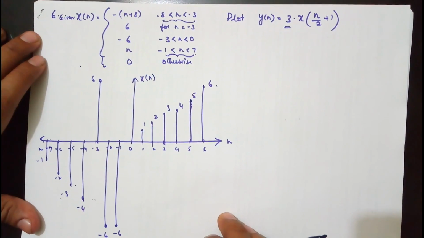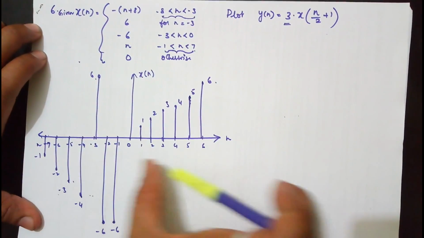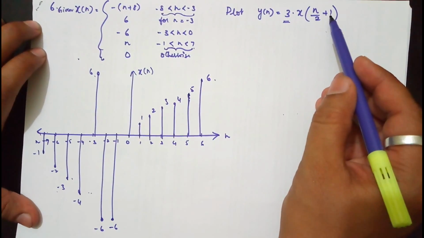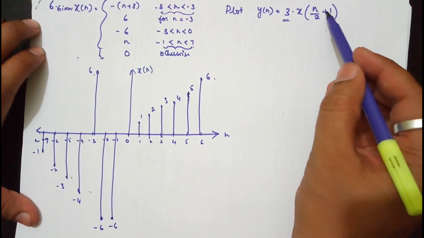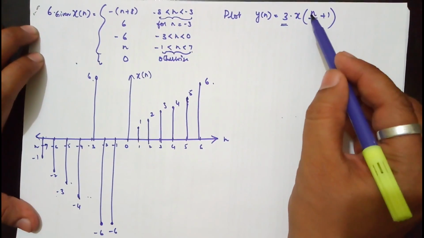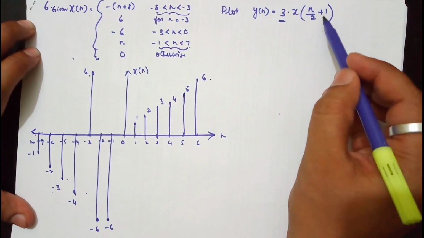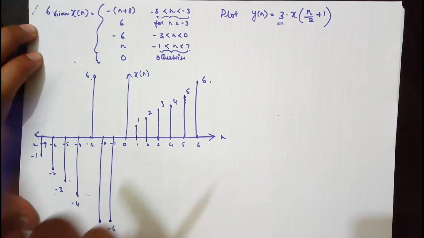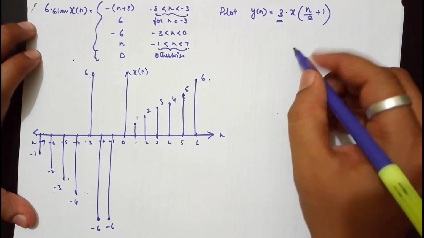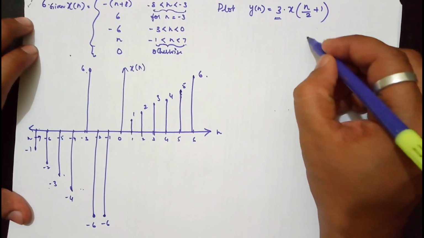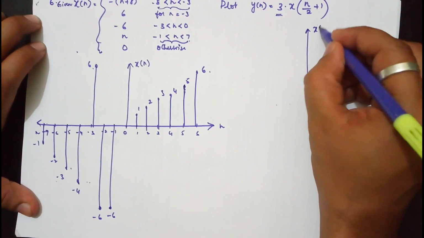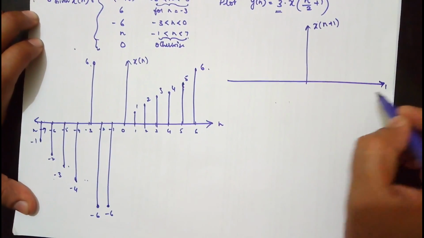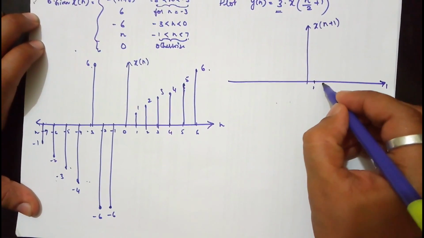Now what I need to do here is shift this waveform by 1. Whether it is towards the left or right depends upon the sign here. So it is n plus 1, which means I need to shift this waveform completely left by 1. Now if I were to redraw it, this is x of n plus 1, and I'll draw it on a smaller scale.